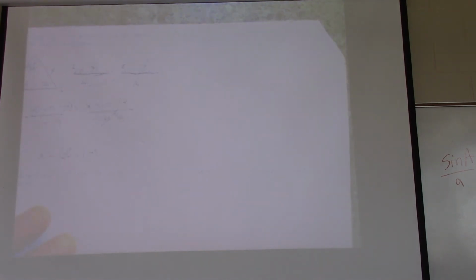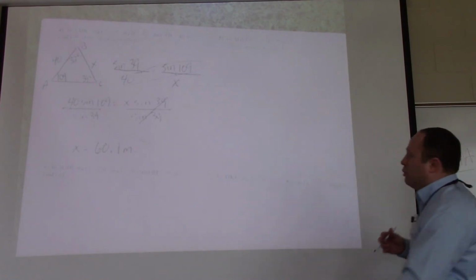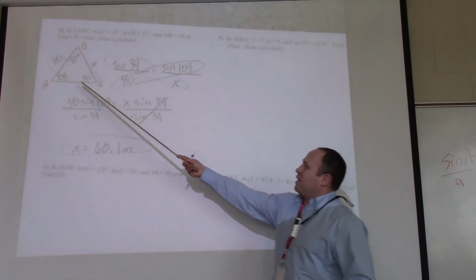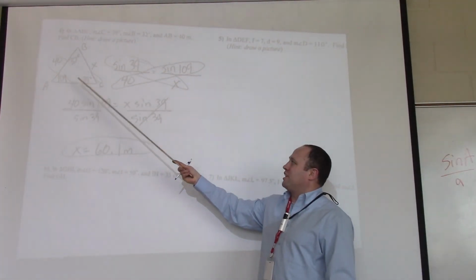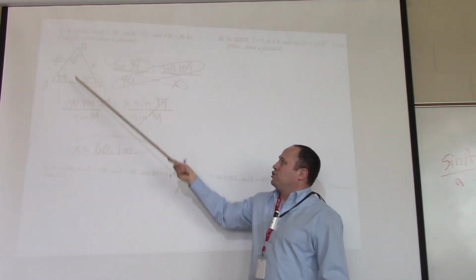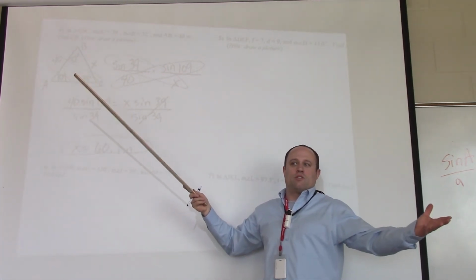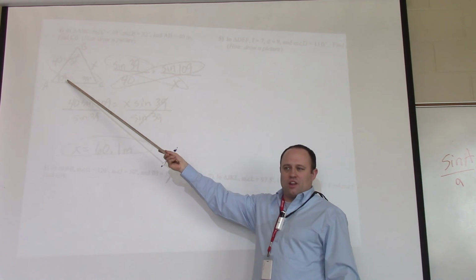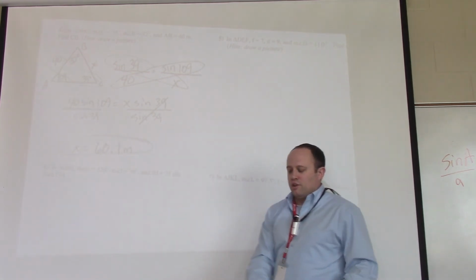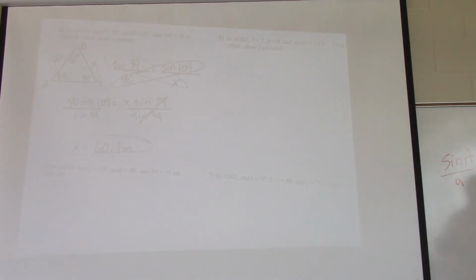Okay? Let's go on to the next one, which is number 5. So sometimes, by the way, the problem will be easy to where we didn't even have to find 109. If x was here, I would have just said sine of 39 over 40, sine of 32 over x, and I would have just cross multiplied and divided. But in this problem, I actually had to find the other length to be able to solve for it. Okay? So remember, 180 degrees in a triangle. Let's go on to number 5.